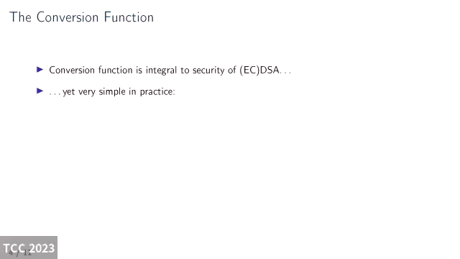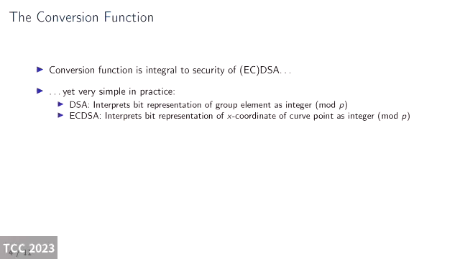So let's look more at this conversion function. It was pointed out rather early that it is very important to the security of ECDSA. However, in practice, this function is very simple. For DSA, where our group is just a prime order subgroup of a finite field, we just take the group element, look at the bit representation, see this as an integer, and reduce it modulo p, and that's the output. And for ECDSA, it's not more complicated. We take the x-coordinate of our curve point and again reduce its bit representation as an integer modulo p.